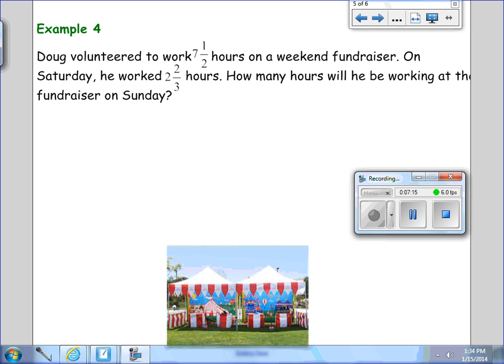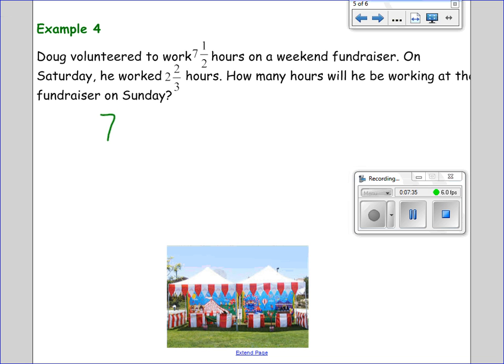Example 4. Doug volunteered to work 7.5 hours on a weekend fundraiser. On Saturday, he worked 2 2/3 hours. How many hours will he be working on the fundraiser on Sunday? We are now going to take how much total time he volunteered, which is 7 1/2. Subtract what he had already worked. Going to add the opposite.